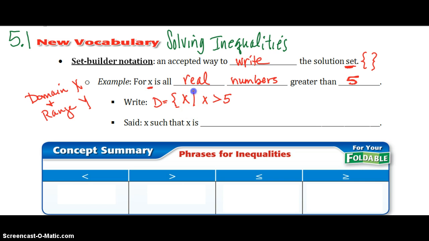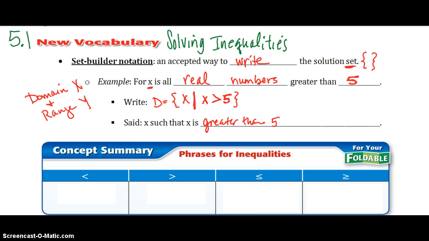So I have to say it's such that x, and here's our stipulation on x. x must be greater than 5. And then I close the set. And the words that are written, the shorthand here, is x such that x is greater than 5.